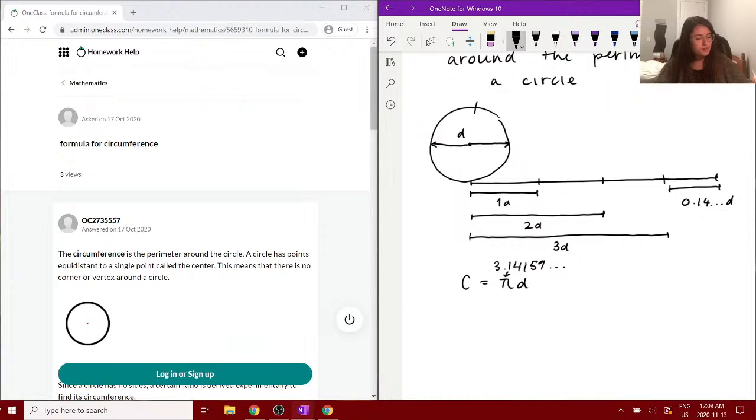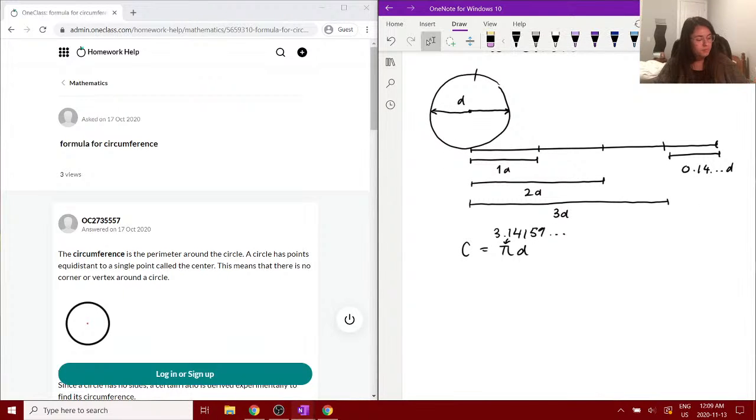Okay, so yeah, remember, if you were to take a string or something and make it into the shape of a circle and then cut it and stretch it out, you'll be able to find that this circumference is equal to pi times the diameter.